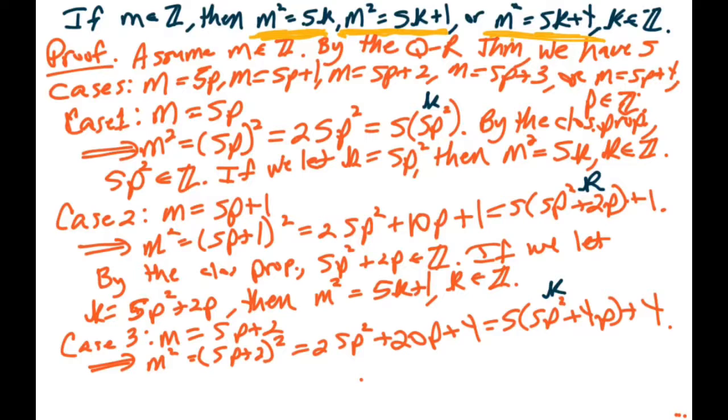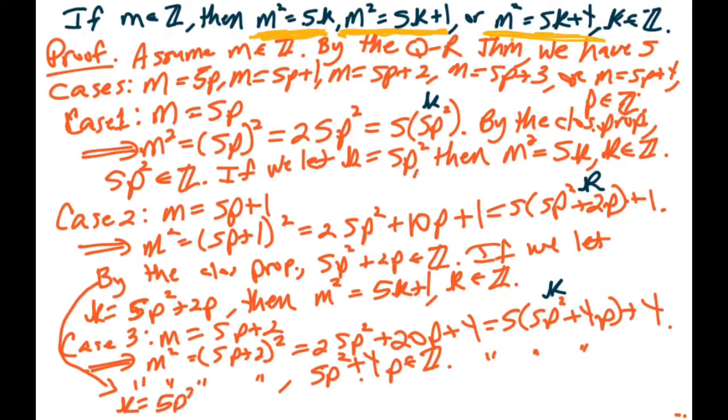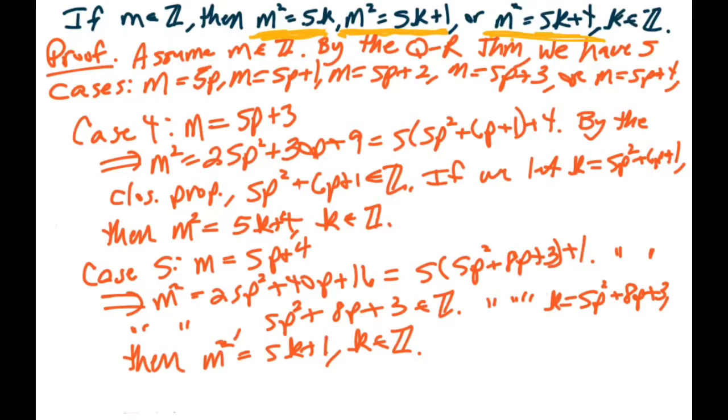And so we'll say by the closure property. In fact, from up here, I'm going to put ditto marks by the closure property. Let's see, 5p squared plus 4p is an integer. And so if we let k equal that 5p squared plus 4p, then m squared can indeed be written as 5k plus 4, where k is an integer.